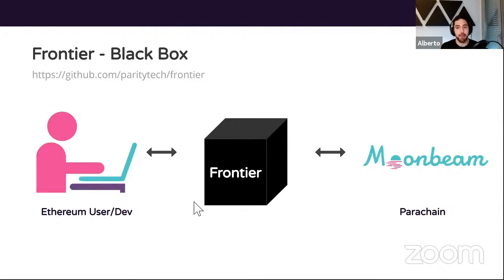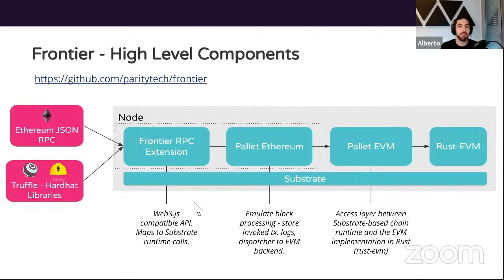It will feel just like Ethereum, but you'll have Frontier in the middle doing the heavy lifting, if we can say it like that. But if we want to go into a little bit more detail, this is more or less how this looks at a very high level. So let's say on the left-hand side, we have the Ethereum JSON RPC, and we have Truffle, Hardhat, and other Ethereum libraries. What they will do is interact with the Frontier RPC extension. And this Frontier RPC extension has the Web3 JavaScript compatible API, or the ETH JSON RPC compatible API, and it maps all these calls to Substrate runtime calls. Like I mentioned before, it's like a translation between what Ethereum understands and what Substrate understands.